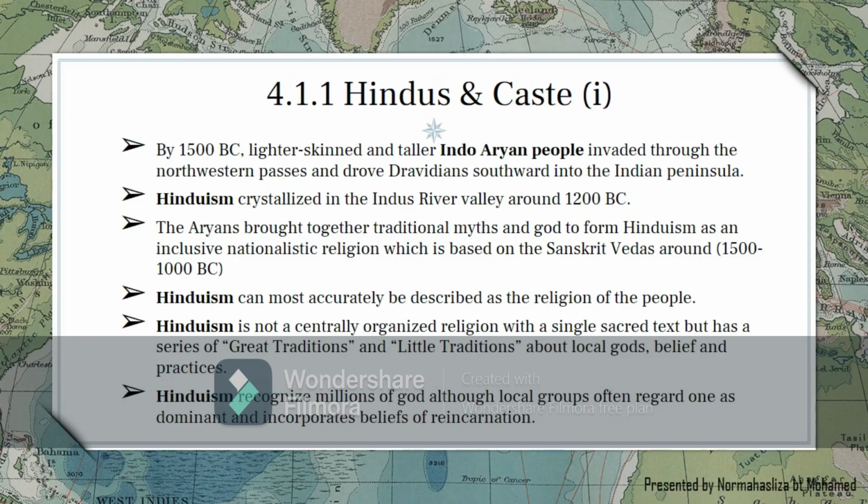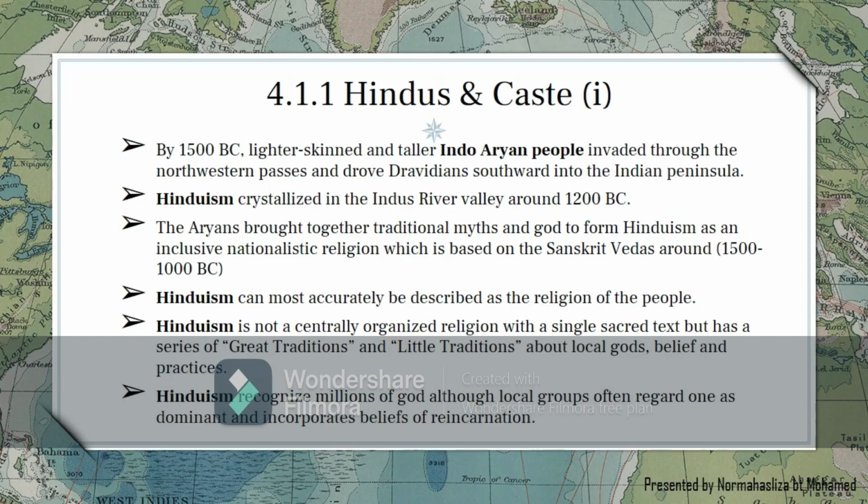By 1500 BC, but possibly many years earlier, later Scythians and taller Indo-Aryan people invaded through the northwestern pass and drove Dravidians southward into the Indian peninsula. As a result of Aryan influence, Hinduism crystallized in the Indus River Valley around 1200 BC. The Aryans brought together mixed traditions to form Hinduism as an inclusive nationalistic religion based on the Sanskrit Vedas, 1500 to 1000 BC, which ranked among the world's greatest religious literature.